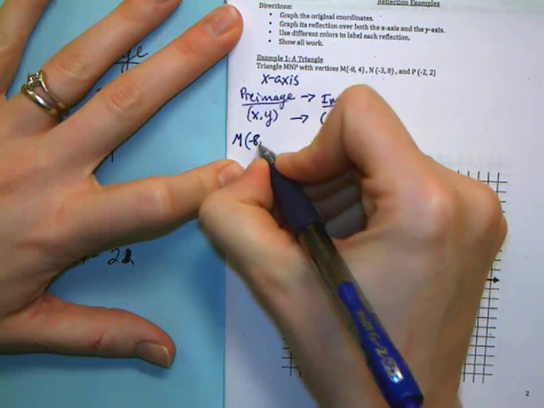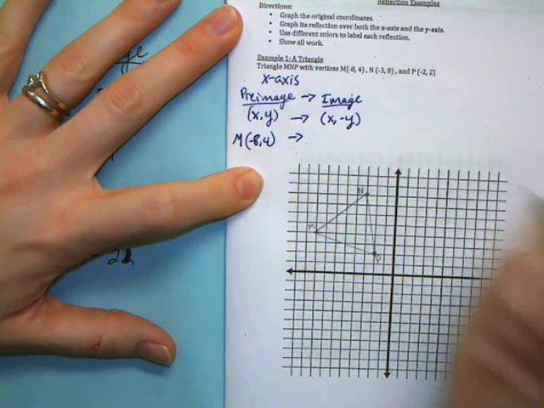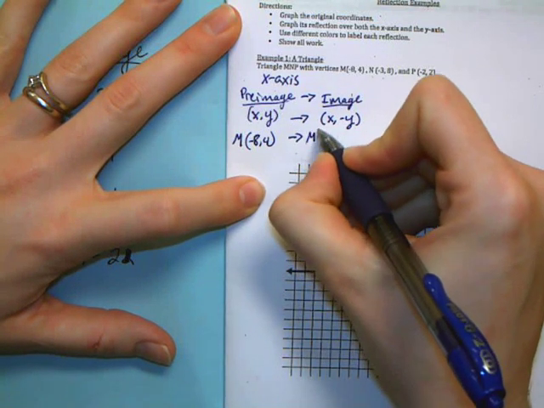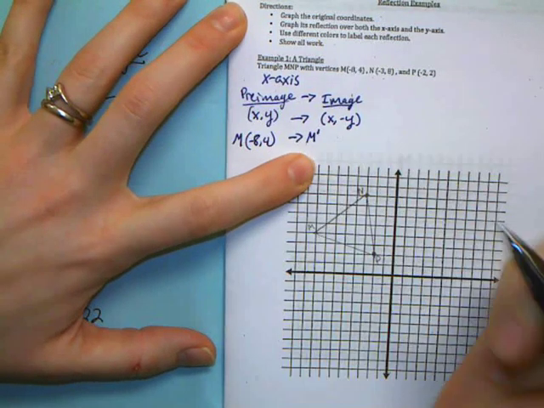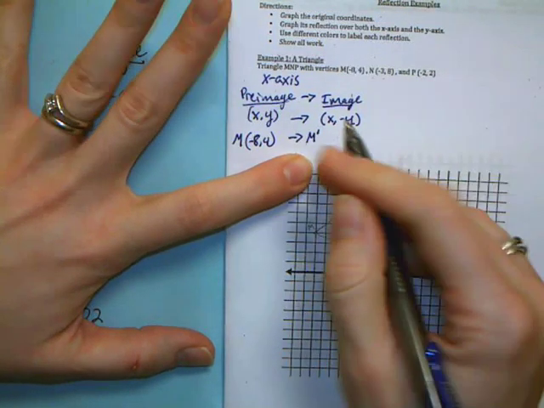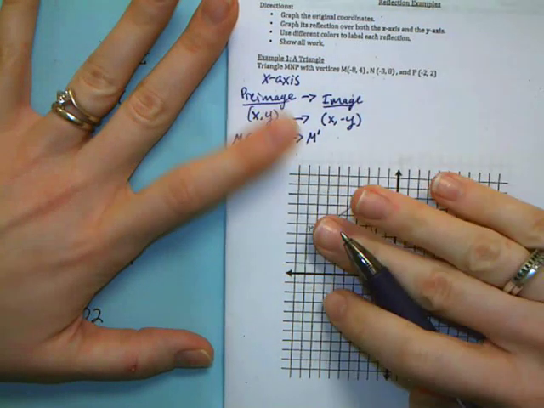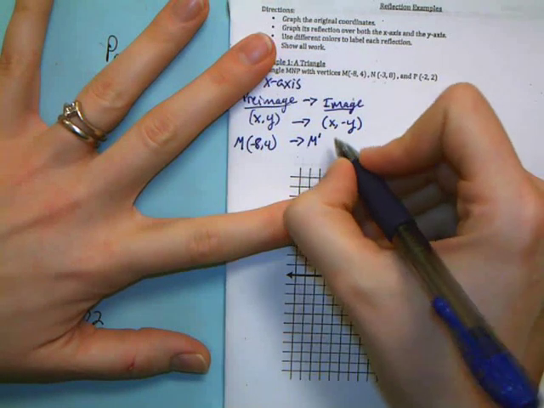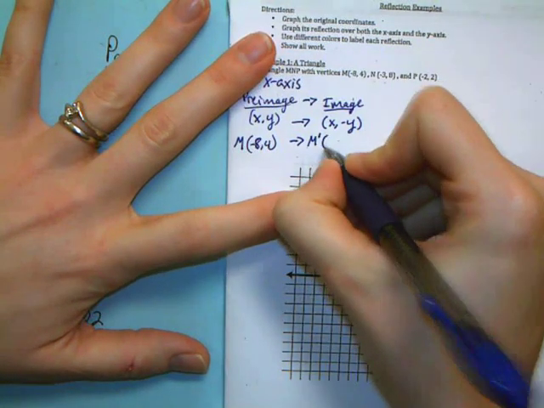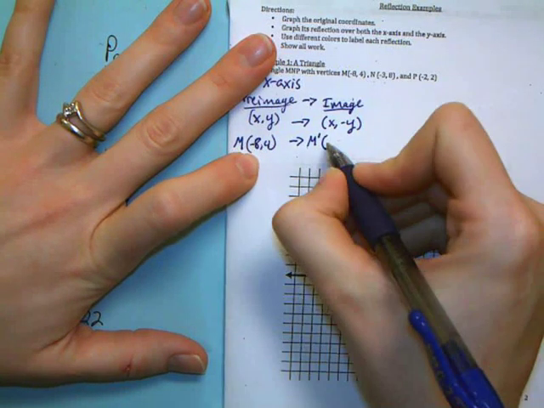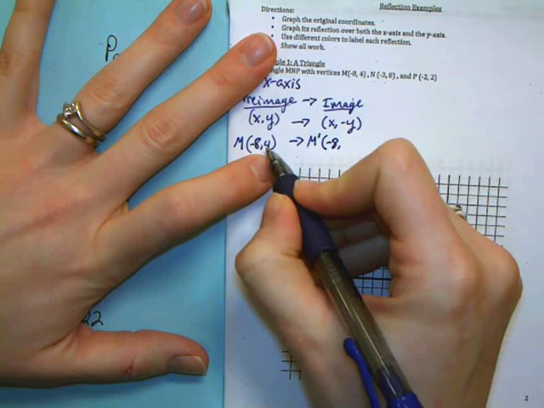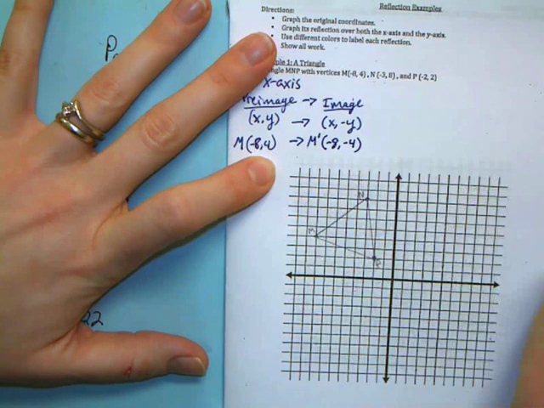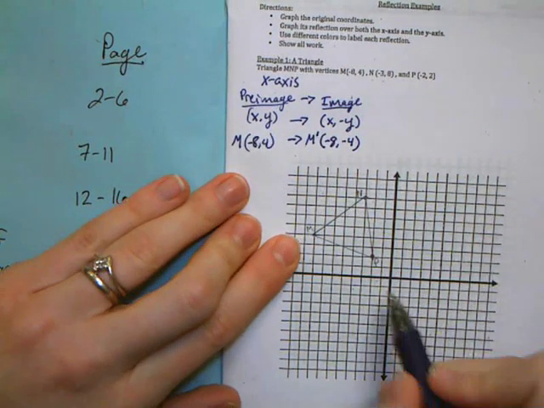So the first point then. The pre-image is M (negative 8, 4). When I reflect that, what we write is M prime, with M and a little apostrophe. And that tells the person who's looking that this is an image, not the original. So my x is going to be the same, so I've got negative 8. My y was 4. It's now going to be negative 4 because I need the opposite of 4.